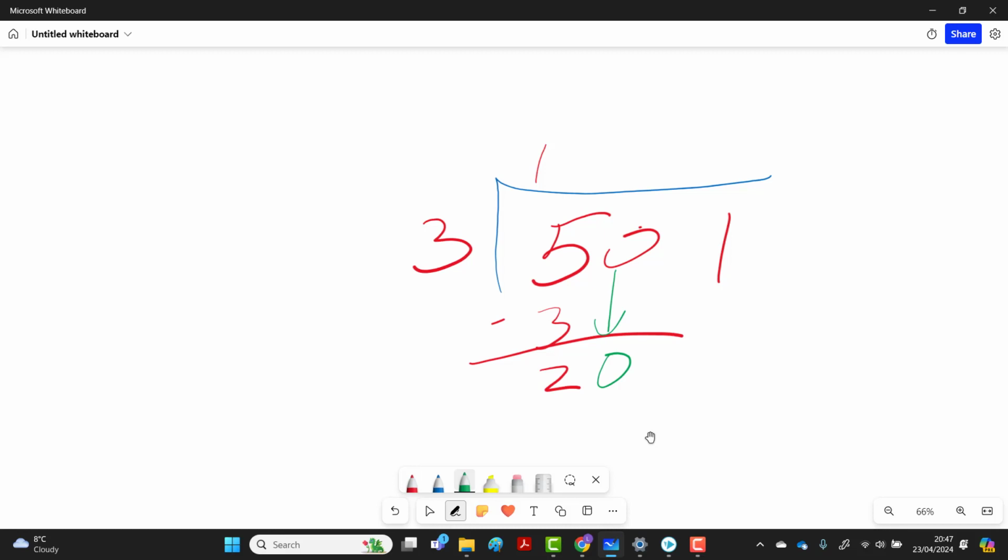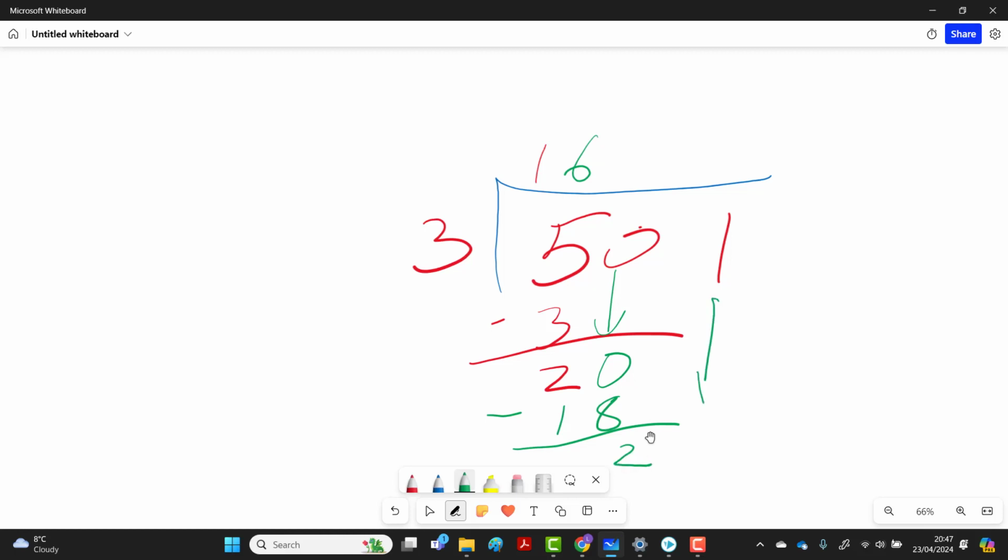How many 3's go into 20? 6, because 3 times 7 is 21. That's too high. So it's 3 times 6 is 18, so 18, and 20 take away 18 is 2.